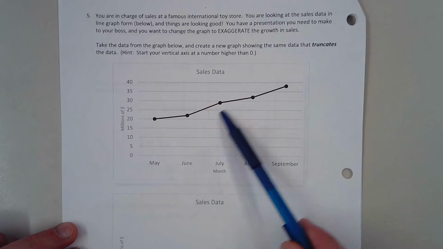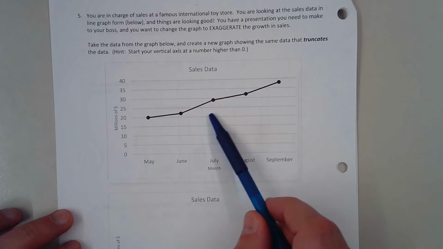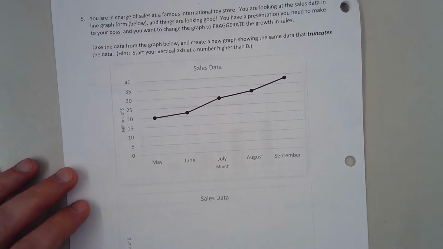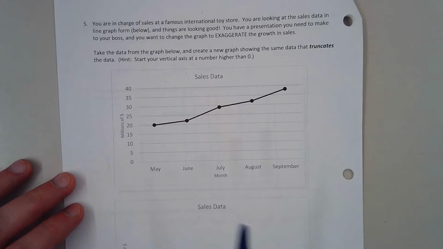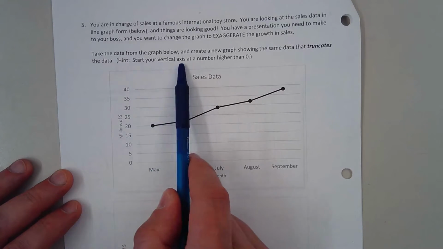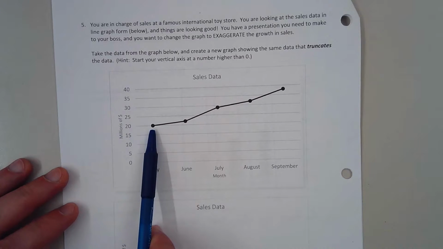You're looking at the sales data in line graph form. That's a line. And things look good. You have a presentation you need to make to your boss, and you want to change the graph to exaggerate it. You want to make it look like it's been growing even faster, right? You want to make it misleading deliberately. We call that, you have to take off the 0. Yeah, so we can truncate it. Hint, start your vertical axis at a number higher than 0.